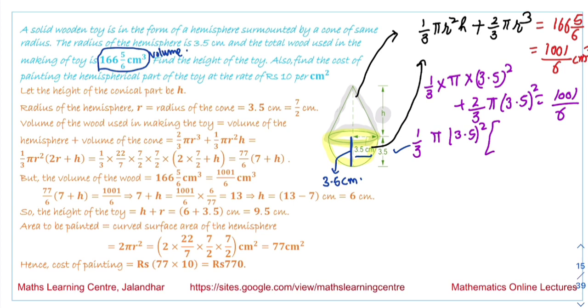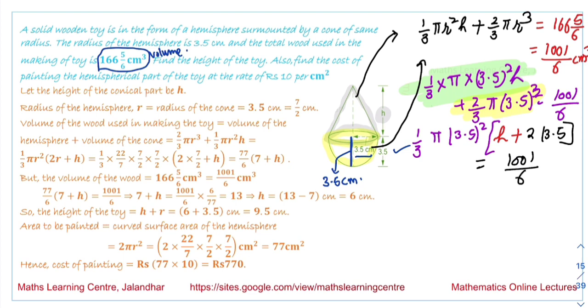So the answer we will get is h cubed over here and it is h over here. So when we take the square common from this, from the first term we are left with h, and from the second term we are left with 2 into 3.5, and this value is equal to 1001 by 6.